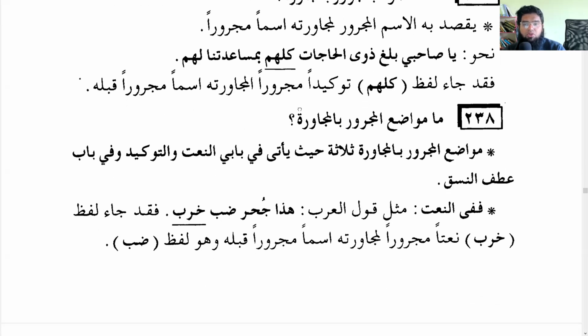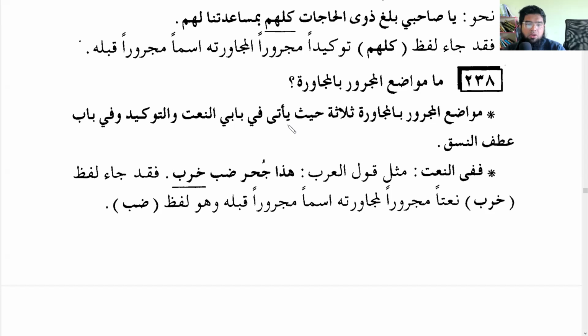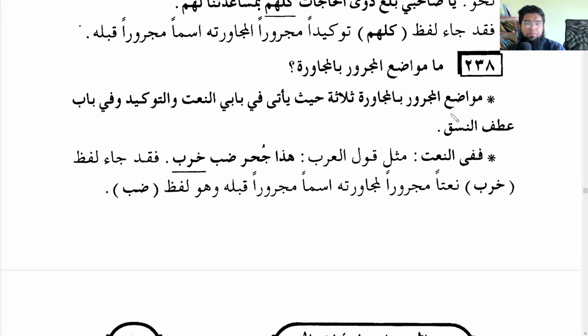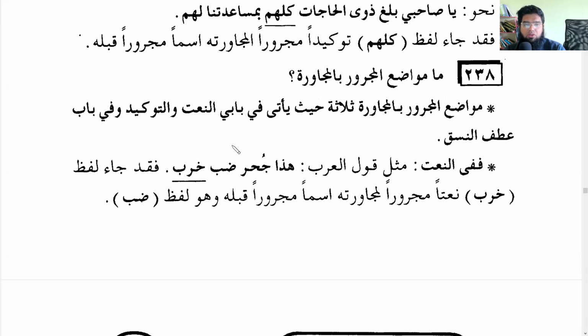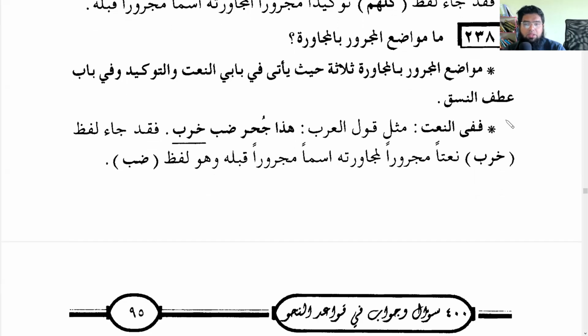Alright, ما مواضع المجرور بالمجاورة؟ مواضع المجرور ثلاثة حيث يأتي في باب النعت والتوكيد وفي باب عطف النسق. And we know this is done in tawabi' now. What are the three positions? It could be nat, adjective, or it could be tawkid, emphasis, or it could be عطف نسق. نسق is like with a waw conjunction.